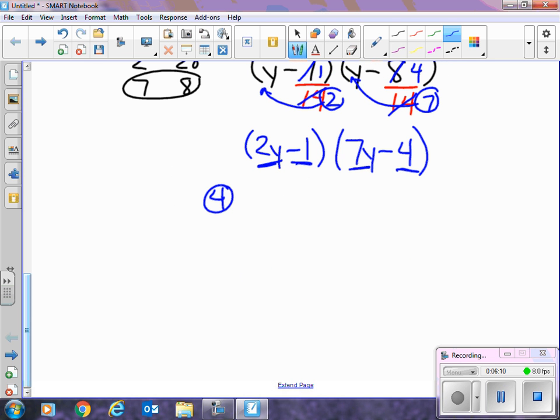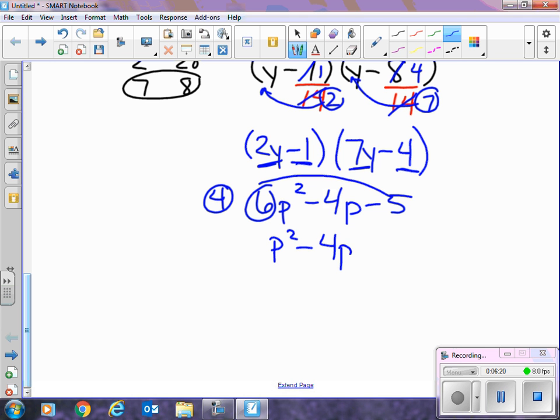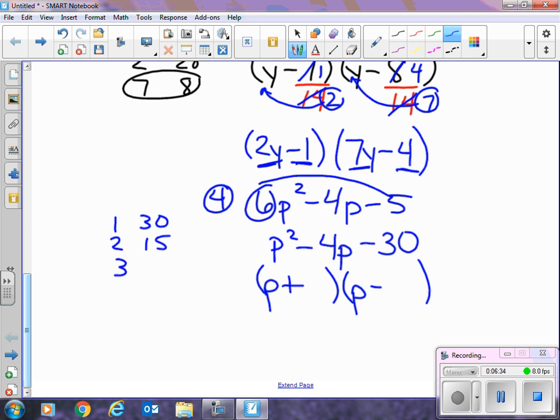All right, for number 4, if I have 6p squared minus 4p minus 5, leading coefficient to the back, so that makes p squared minus 4p minus 30. Okay, we set up our binomials, p and p, different signs, plus and minus. We got to multiply to make 30 and subtract to make 4. So there's 1 and 30, 2 and 15, 3 and 10, and 5 and 6. And if you look at those, none of those subtract to make 4.